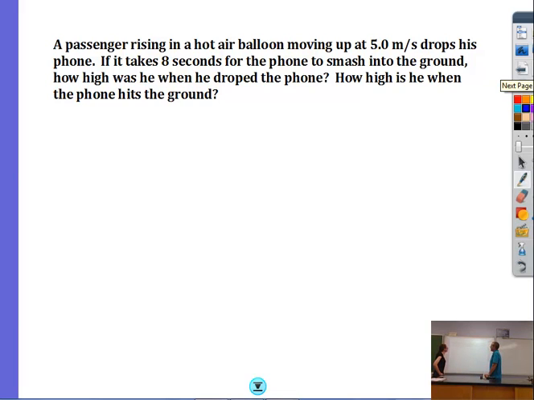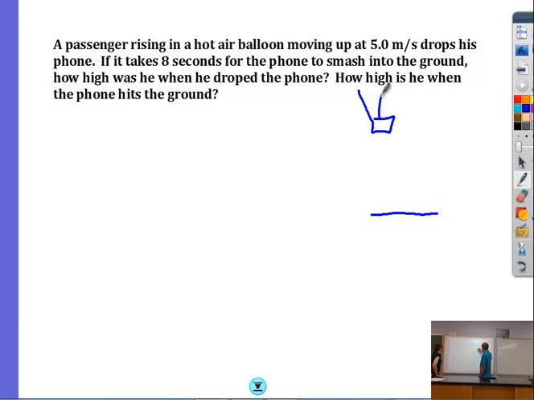A passenger rising in a hot air balloon moving up at 5 meters per second drops his phone. Oops. Whoops. If it takes 8 seconds for the phone to smash into the ground, how high was he when he dropped the phone? And how high is he when the phone hits the ground? So he's going to keep moving even after he drops the phone. So we'll start with a picture.